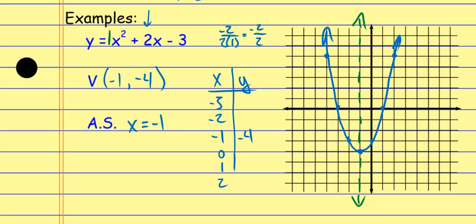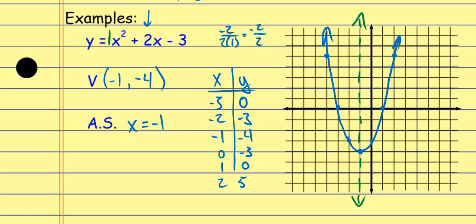And so as I start to plug these values in here, I get a -3. Here, let's see, that's 1 plus 2 is a 3, minus 3 is a 0. If I plug a 2 in, that's 2 squared is 4, plus 2 times 2 is another 4, so that's 8, minus 3 is a 5. And then going the other way, if I plug the -2 in, I get a -3 if I'm really careful. If I plug the -3 in, I get a 0 if I'm really careful.